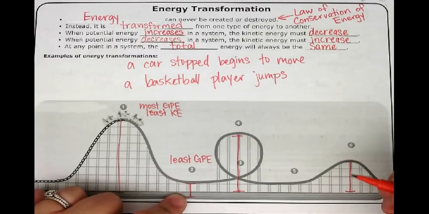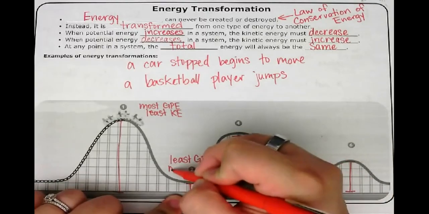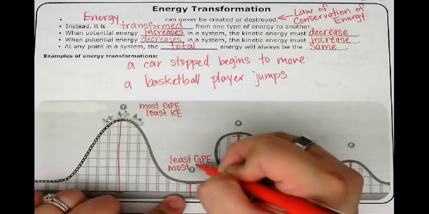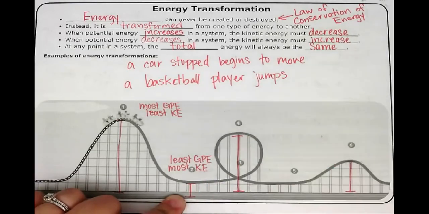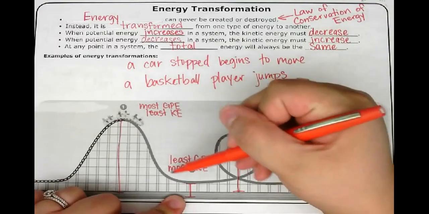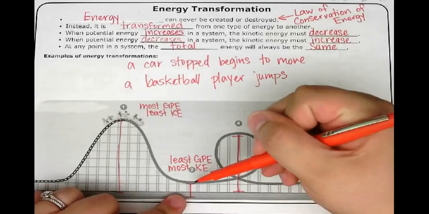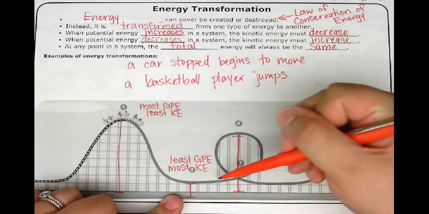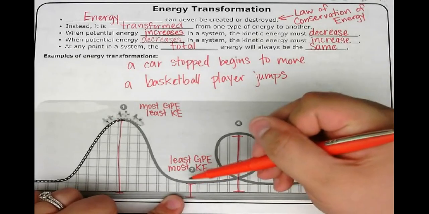This is also going to be the most KE because it's moving the fastest. As it goes down the hill, it goes faster and faster and faster and faster. And at this point, right, it starts to go back up, which slows it down. So this is going to be the fastest point on the roller coaster.